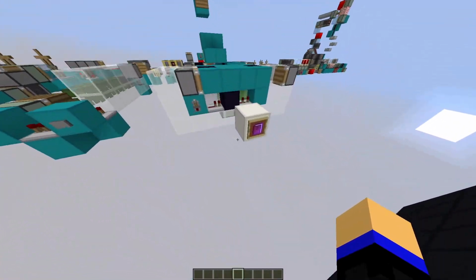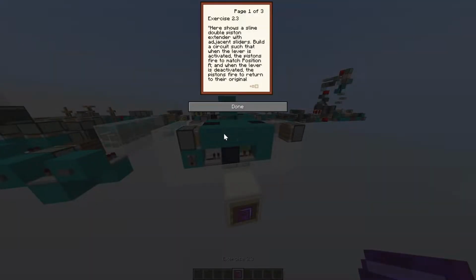And here comes the exercise 2.3. This is actually a challenging question that I've designed. So here shows a slime double piston extender with adjacent sliders. Build a circuit such that when the lever is activated, the pistons fire to match position A, and when it's deactivated, it returns to the original position.